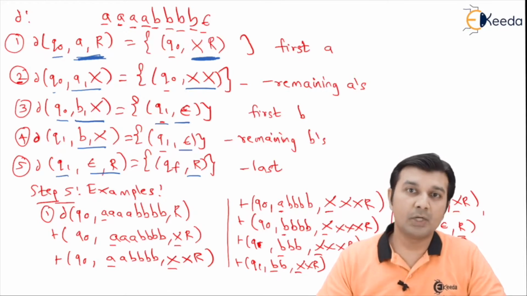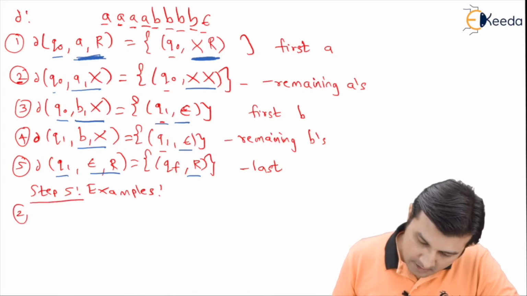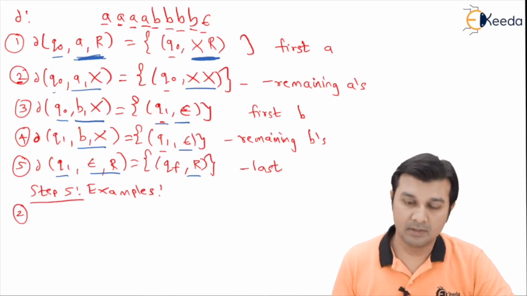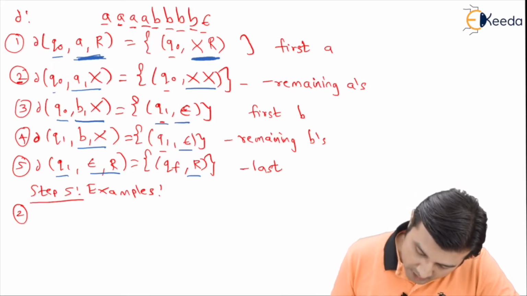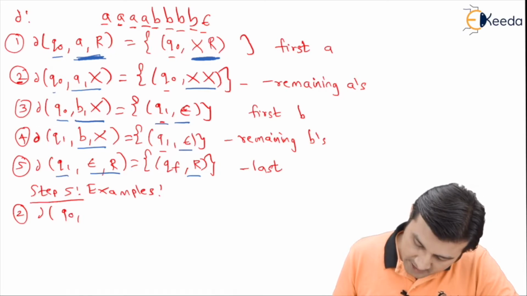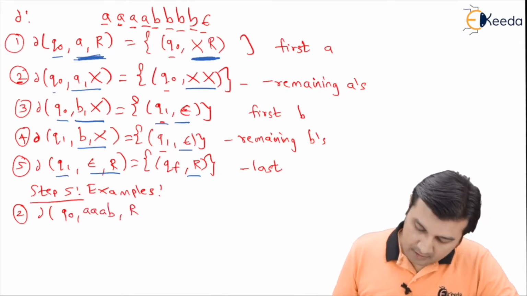Let us have a look at the erroneous examples also. So my second example, let me consider the number of A's greater than the number of B's. So I have over here delta Q0 followed by 3A's and just a B and an R. So let us start.